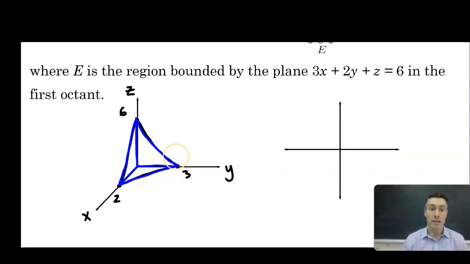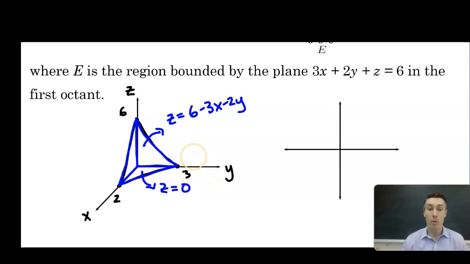Now, in this particular example, we really could project onto any of the coordinate planes, but we want to treat this like a type 1. So we're defining the solid between two z-equal surfaces. At the top, we're bound by z = 6 - 3x - 2y. And at the bottom, we're bound by z = 0. So those are the two z-equal surfaces that define the solid.